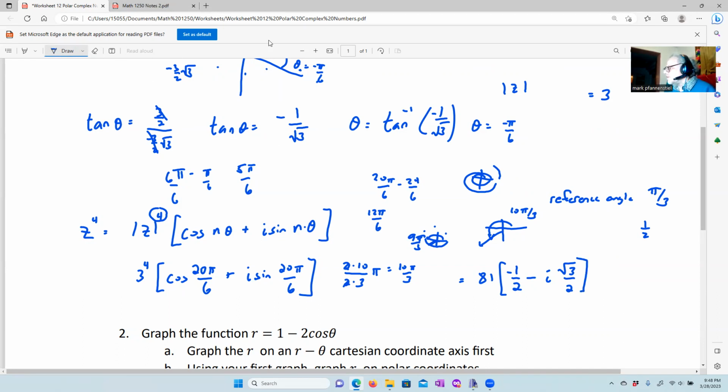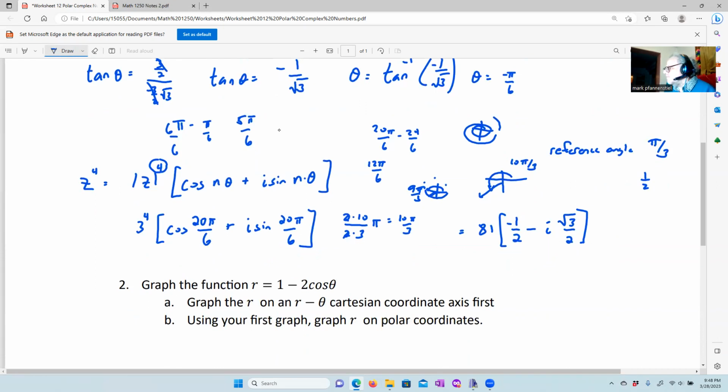So the answer for this for my students would be something like negative 1/2 minus square root of 3 over 2 i. That's our a plus bi format that people like to see for polar coordinates or for complex numbers, and that's what we'd have.